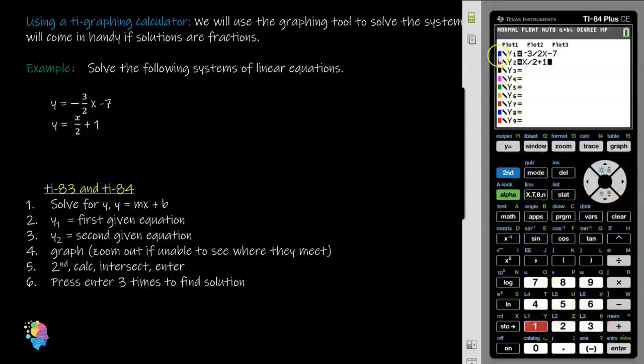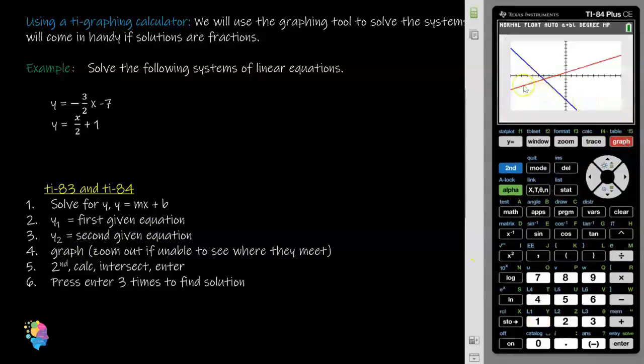So if I've entered Y1 and Y2, now we need to press graph. Graph is over here. I press graph, and the calculator will graph both equations. Now the solution is this point where they intersect, where they meet. The way that we find that point is by doing second, calculate, intersect, enter, and then press enter 3 times. So let's see if we can figure that out.